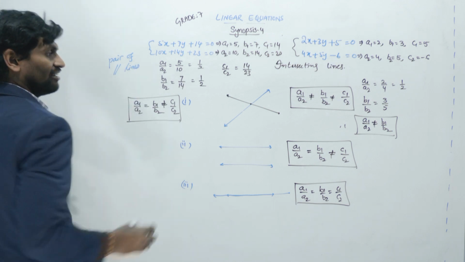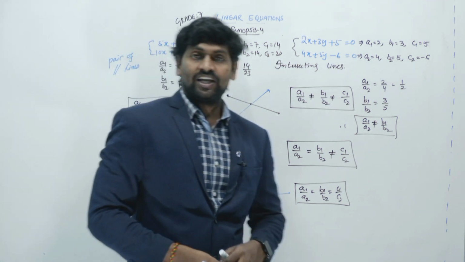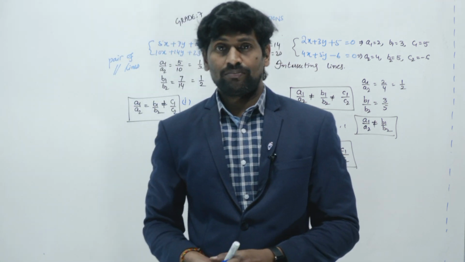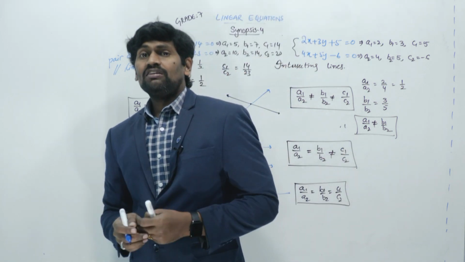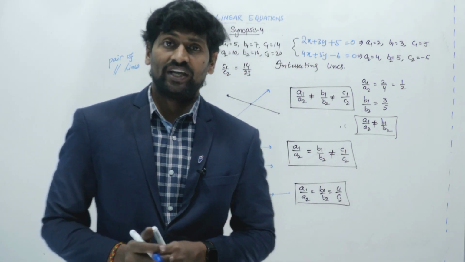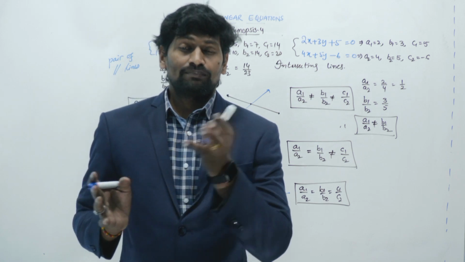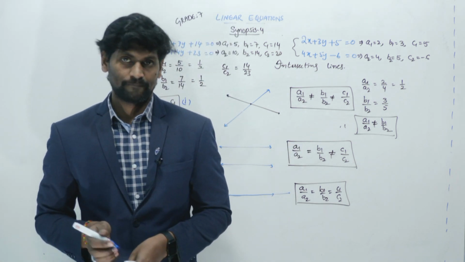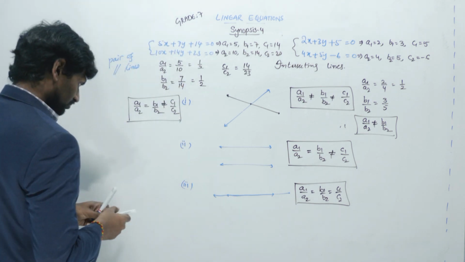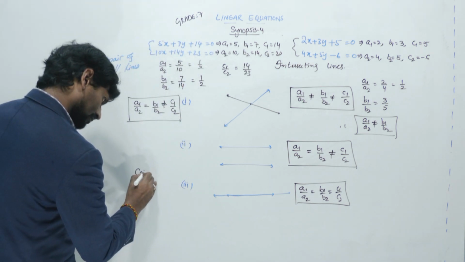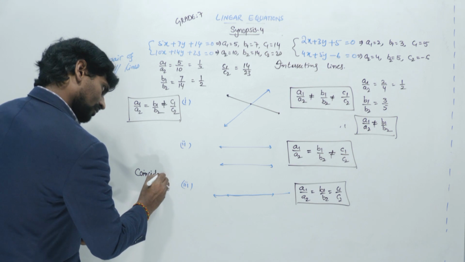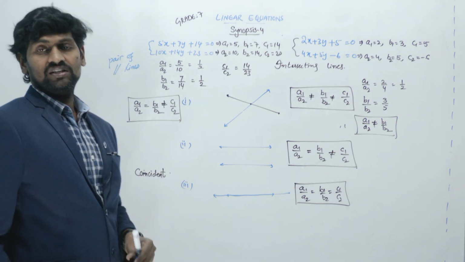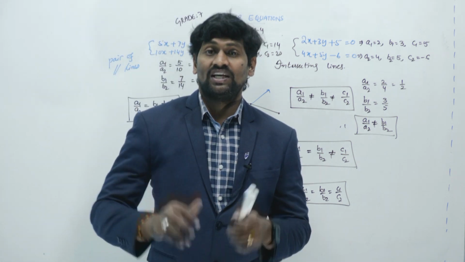In the same way, if a1 by a2, b1 by b2, and c1 by c2 are all equal, we can easily identify that the pair of equations represents coincident lines. What lines? Coincident. Now let us discuss consistency.